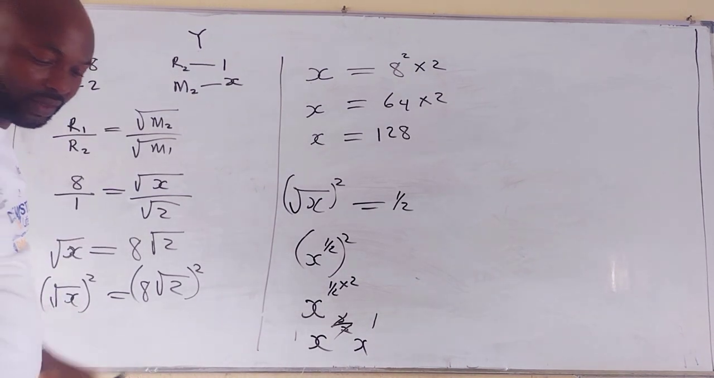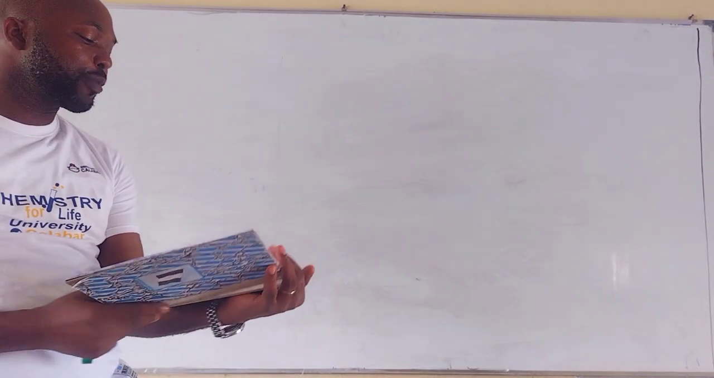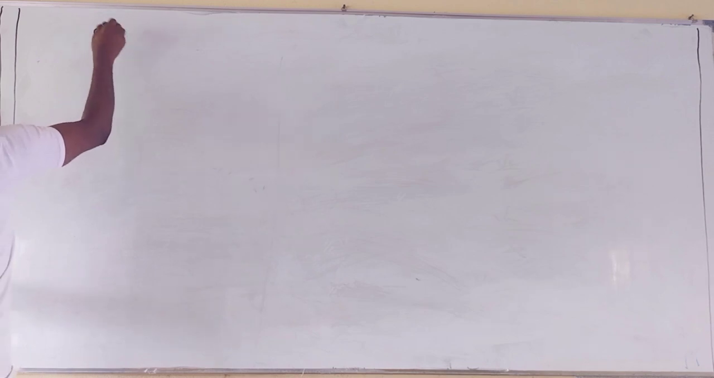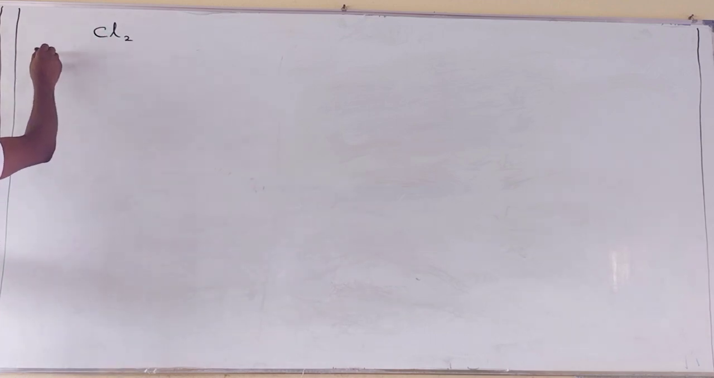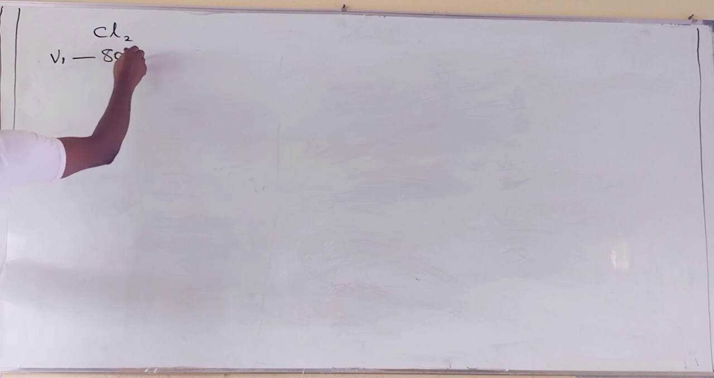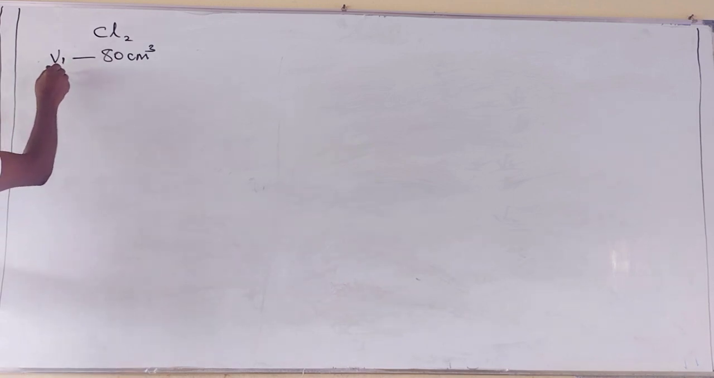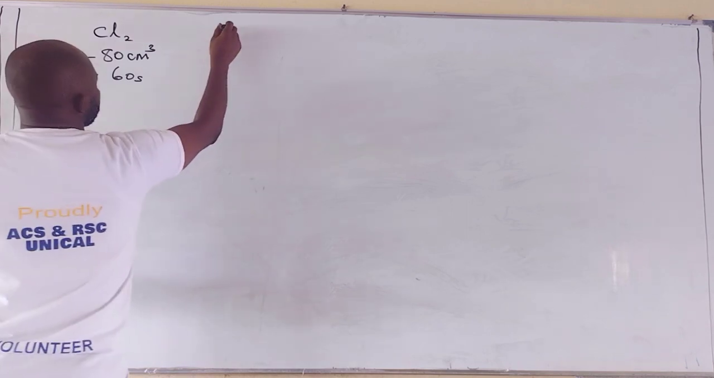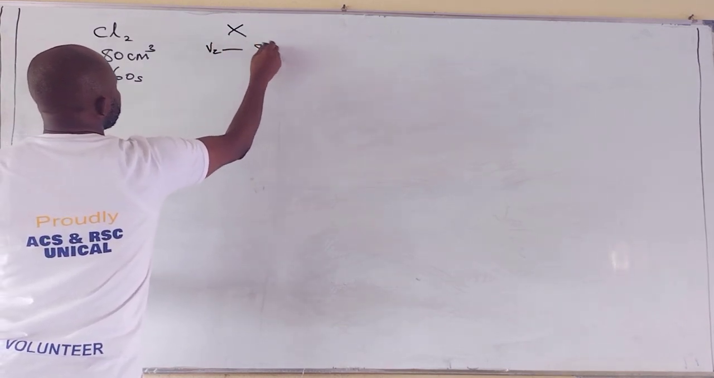Let's take another question, please. Question 3. 80 cm cube of chlorine gas. So I have my first gas here, chlorine. They say 80 cm cube, so this is my first gas, V1 is 80 cm cube. That diffuses through a porous pore in 60 seconds, T1 is 60 seconds. For the same volume of an unknown gas to diffuse through the same pore, the unknown gas, let's call it X, for the same volume, V2 is also 80 cm cube.